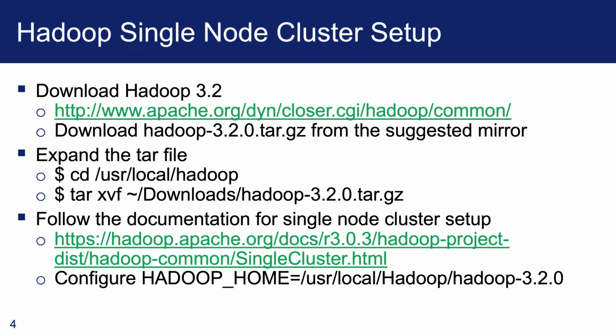Okay, so we've completed our single node cluster setup. We downloaded Hadoop 3.2. We expanded the tar file and we followed the documentation for the single node cluster setup. And for the most part, the documentation was right on. We did learn a couple of things. One, I didn't have to configure Hadoop Home. I think that's been deprecated with Hadoop 3. But we did have to put Java Home in the Hadoop environment shell script. So we learned that.